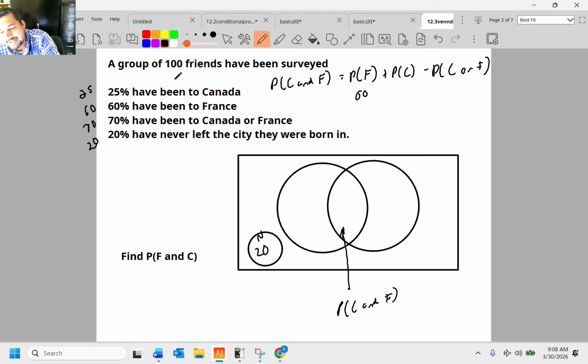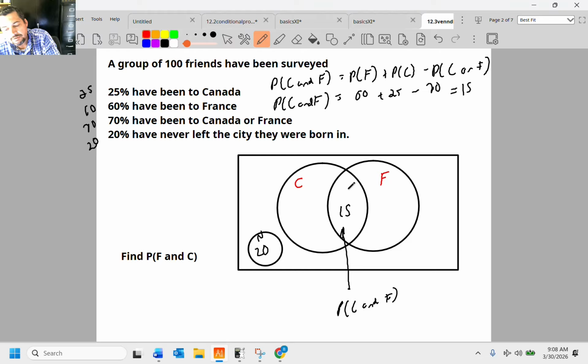The probability of Canada is 25. The OR statement is 70. And this is going to give me the probability of Canada and France. Now 60 plus 25 is 85. Take away 70, I get 15. There's 15 kids there.